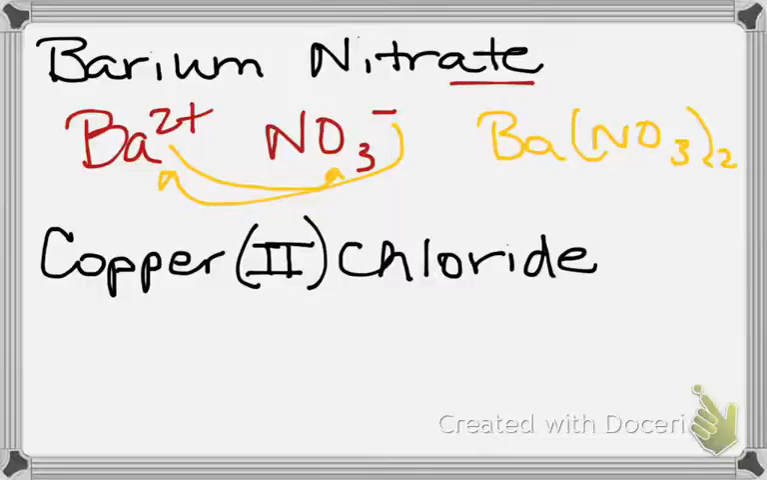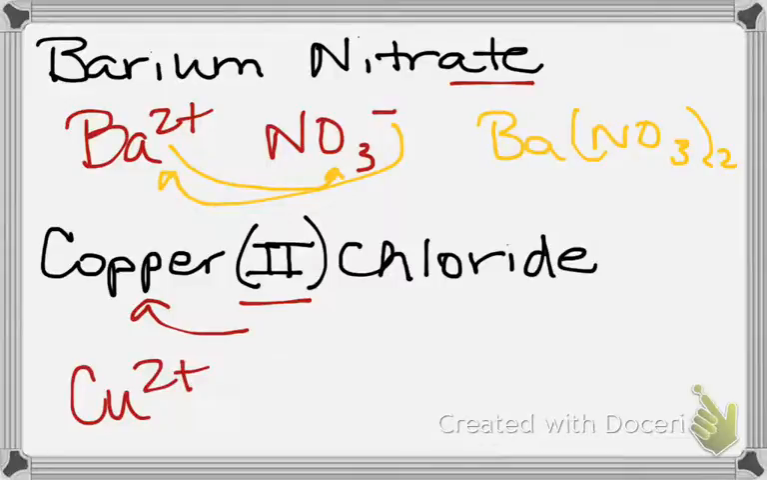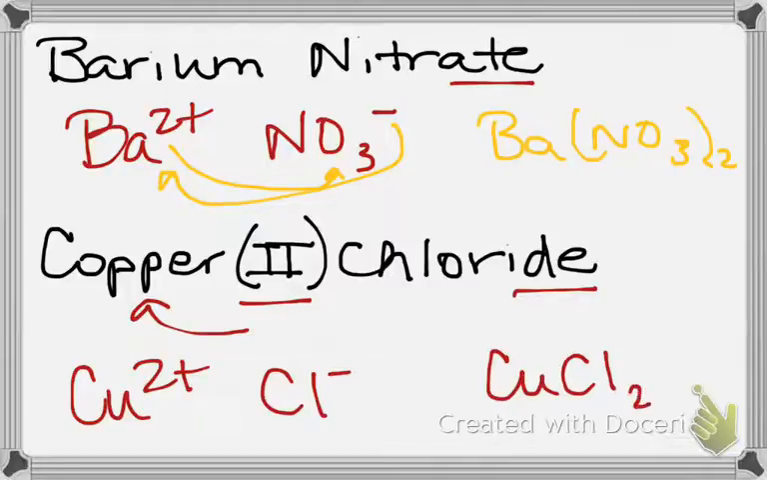Alright, so the copper(II) chloride. Remember, this 2 tells you the charge of the metal. So you've got copper 2+, and chloride, since it's an -ide, you know that's the elemental form that can be found on the periodic table with a charge of -1. If you drop and swap, you will find that you have copper and 2 chlorides, so CuCl2.